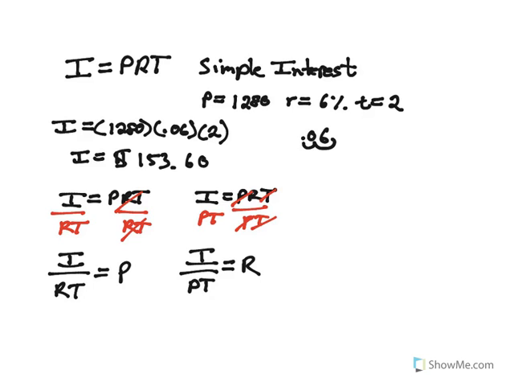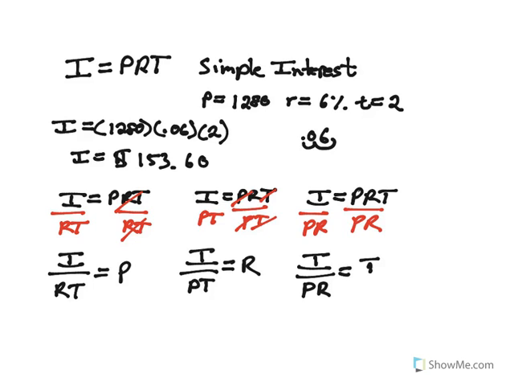Okay, and you can even find the formula for time. So we have principal, rate, and time. You can divide both sides by PR. Let me just rewrite this. If we divide both sides by PR, then the new formula becomes interest divided by principal times the rate, and that'll give you the time.